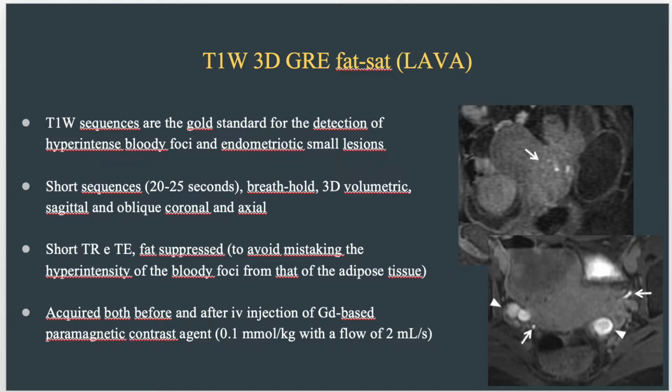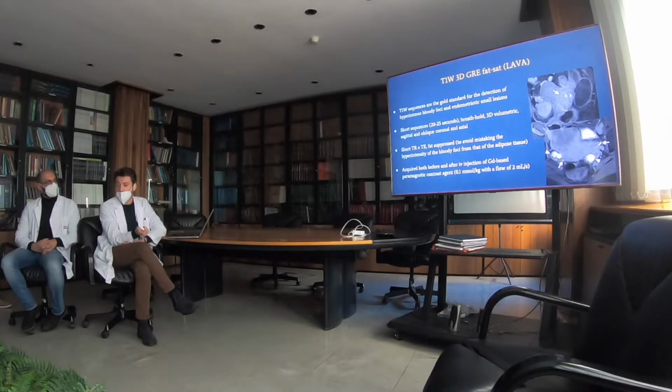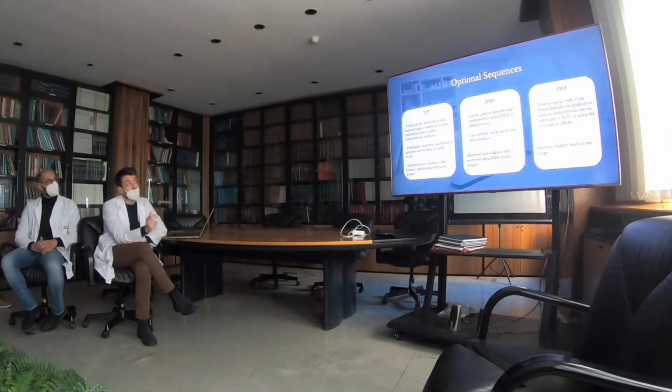Being T1 sequences, these have short TR and short TE, and are fat suppressed this time so as not to confuse the hyperintensity of the adipose tissue with the hyperintensity of the bloody foci, and are acquired before and after intravenous injection of contrast agent. Meanwhile, the optional sequences are T2 star, DWI, and SWI.